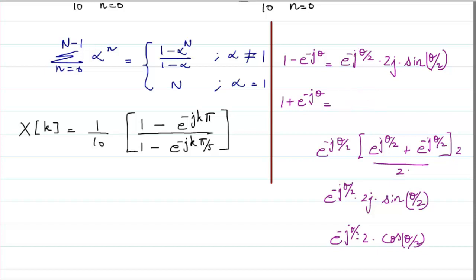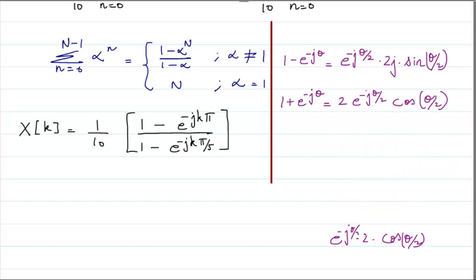So I will write it as 2 times e raised to power minus j theta by 2 into cos theta by 2. So these two equations, I would request that you should remember this particular shortcut. Some of you might already know this by using it in mathematics. Okay, so remember this particular equation. So using that, I can convert the numerator and denominator as, so I will write this.